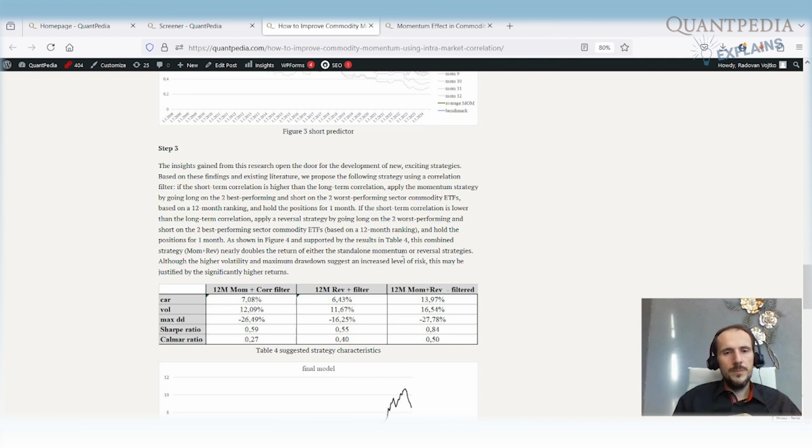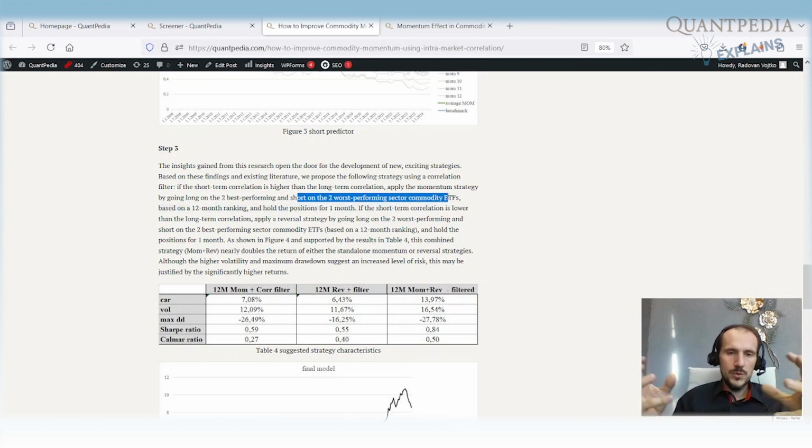So we can use the filter, we can calculate the correlation, short-term and long-term, and the short and long-term correlation will tell us if we should apply a reversal strategy, so going long on the 2 worst performing and short on the 2 best performing sector ETFs, or on the other hand, to employ the momentum, so going long on the 2 best performing and short on the 2 worst performing commodity sector ETFs.